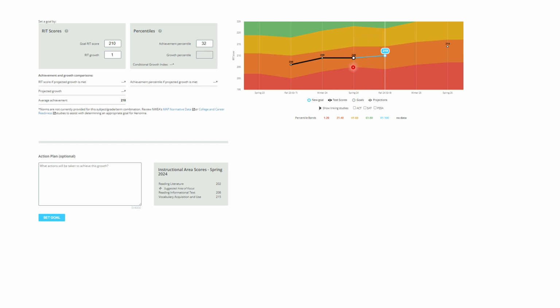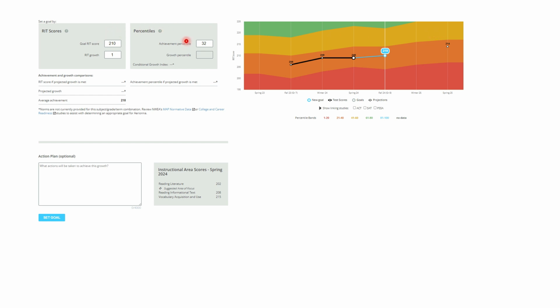So if we're looking at spring data, there was a 209 in the spring. The student, we're setting a goal for fall, potentially in this example. The student is projected to increase 1 RIT point and be at a 210 in the fall of 24. If they stay on track, by the end of the school year, spring of 25, they're projected to be at a 214.